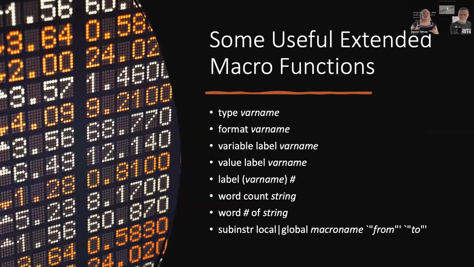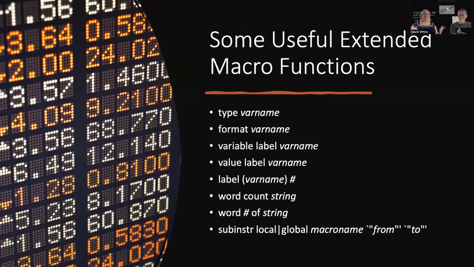So these are just some useful extended macro functions that I have used for various reasons. This is all what comes after the colon. Type and the name of the variable is the storage type. Format, and then the name of the variable, will give you the display format. For example, if it's a string, it's just %s, or if you've got a particular heading format for your string, but usually it's just %s. Variable label, and then the name of the variable, will give you the text variable label.